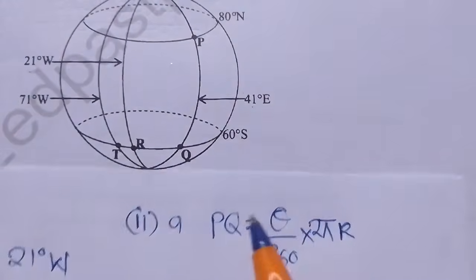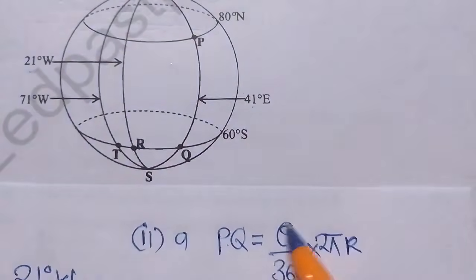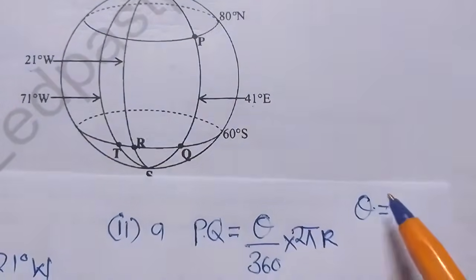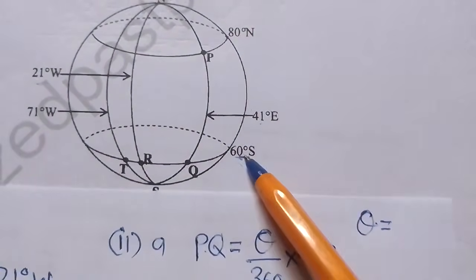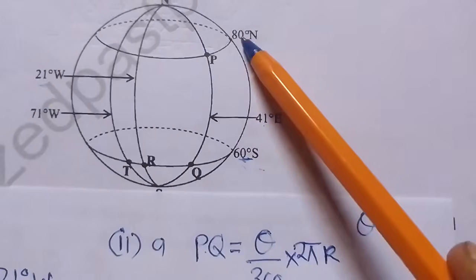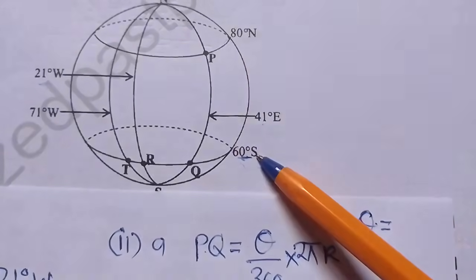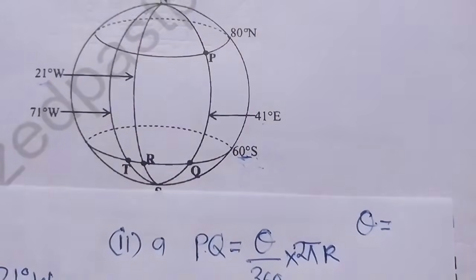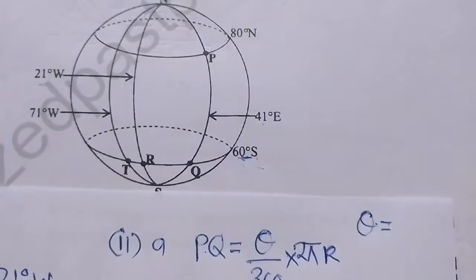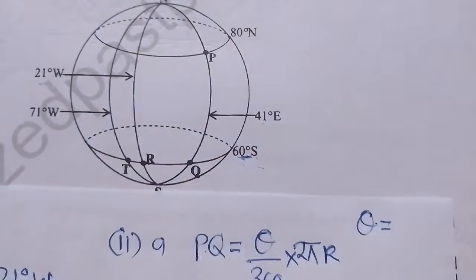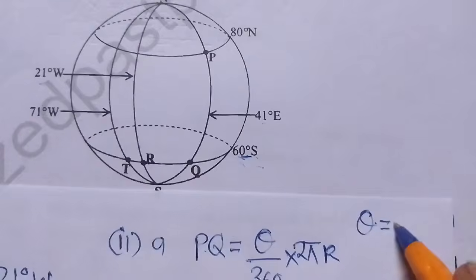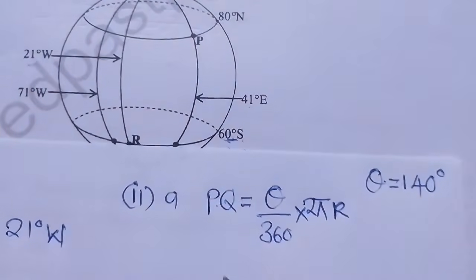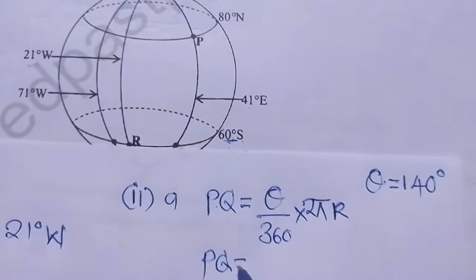So where PQ is a PQ, theta here is the difference. So what's the difference? You check. Q is on 60, P is on 80. So you just add them, in different directions. So when you add 80 plus 60, what are you getting? You are getting 140. So your theta is what? 140 degrees.